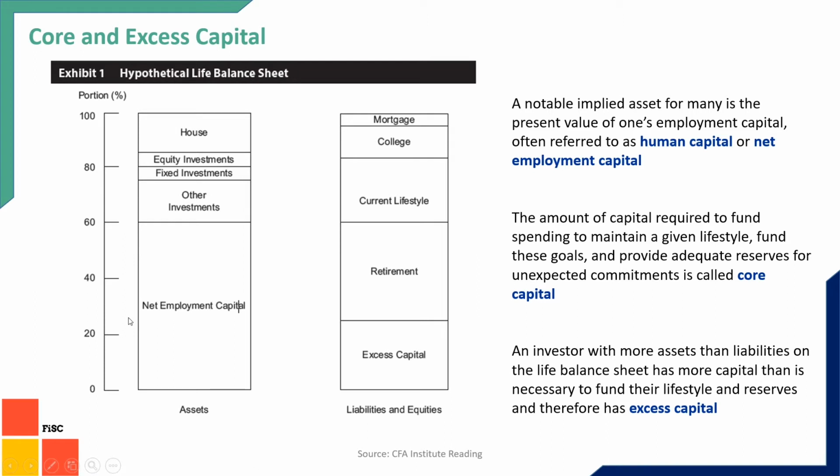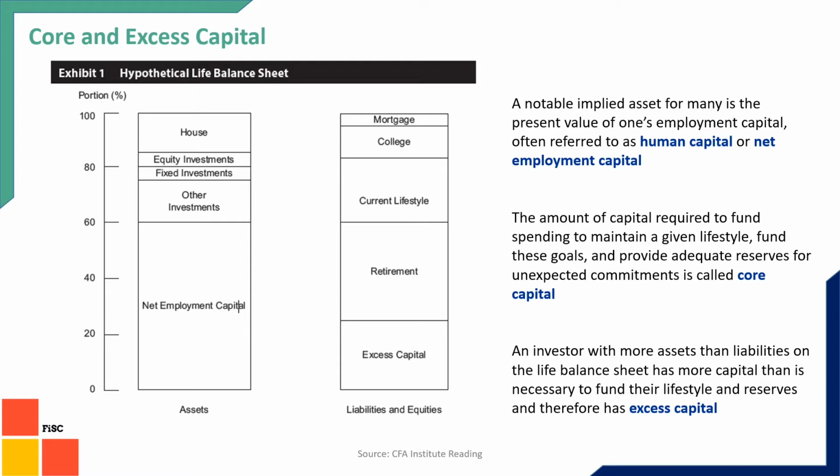So net employment capital is generally the human capital, or I would say the total present value of all the income he is expected to have in the future, whether it is through salaries, through pension, or through any other source of income. All those incomes, the present value of those, are called net employment capital. Net employment capital or human capital plus the financial capital is the total assets which a person has. On the liability side, you can see that there are mortgages, current lifestyle, and retirement expenses. All these are the liabilities which he has.